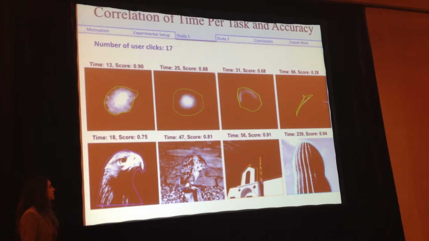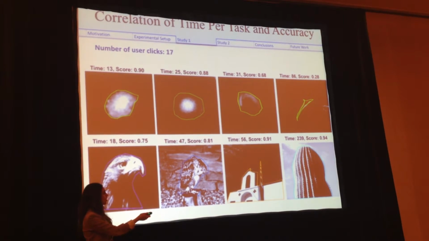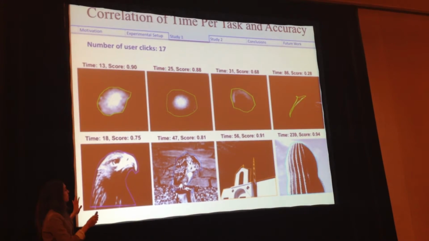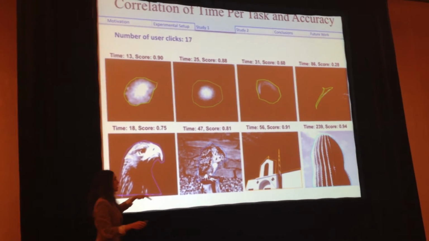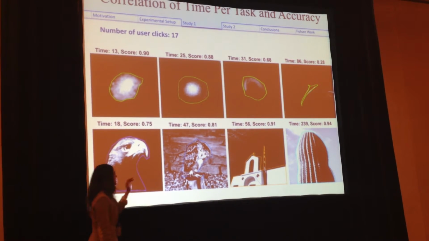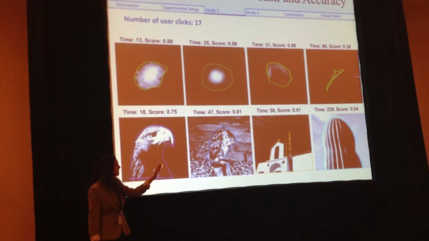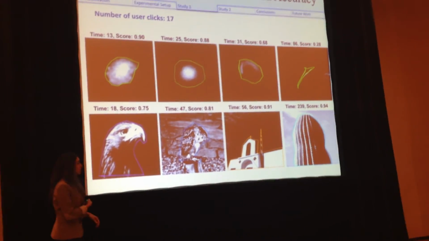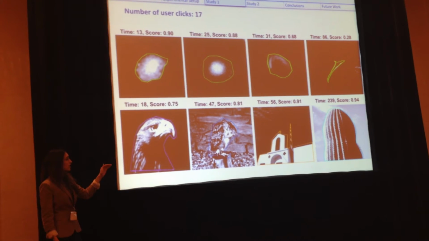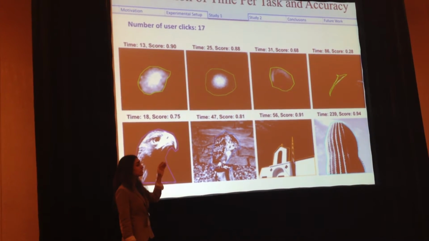So here you see some visual inspections that we chose for you. So the second row, first of all, the number of user clicks is kind of fixed here. In all the drawings, 17 user clicks has been used, but the time is totally different. So as you move from left to right, the time is increasing. For everyday images, which are in the second row, the score is getting better. However, for biomedical images, the score is getting worse.